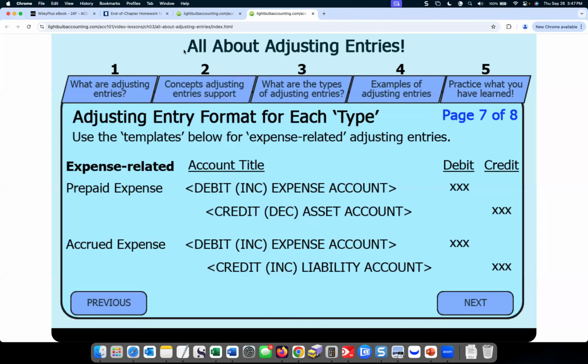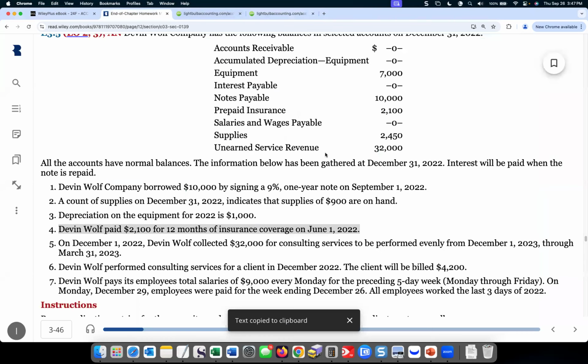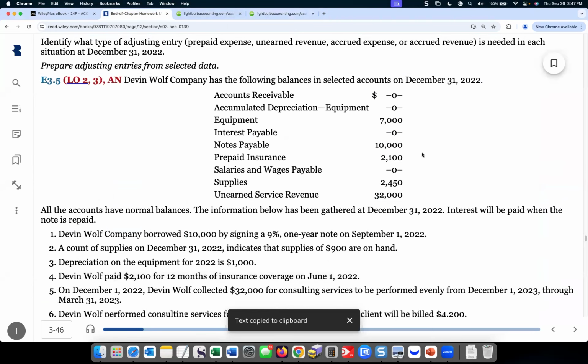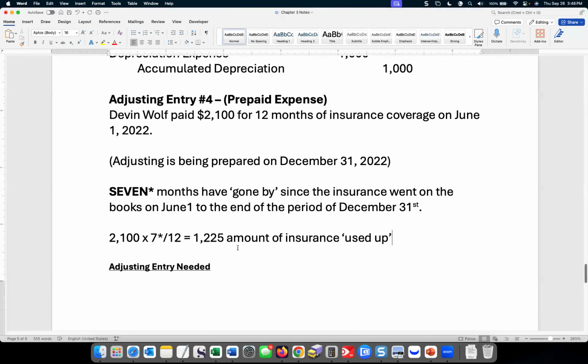Well, let me help you. We go back to the problem, up here to the top. Prepaid insurance. So this is an asset account. That value went on the books. That's the account that we have to reduce because, well, let me ask you this: at December 31st, do we still have $2,100 worth of value in there? No, some of the coverage got used up, and now we know how much.